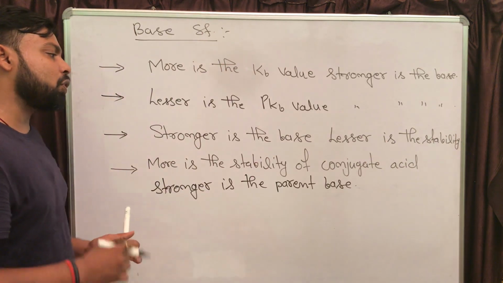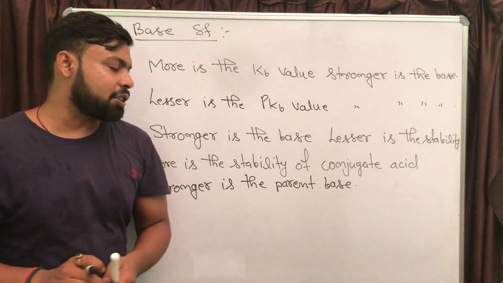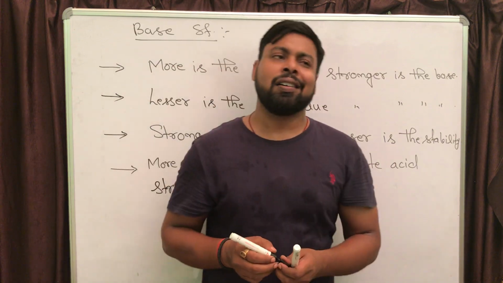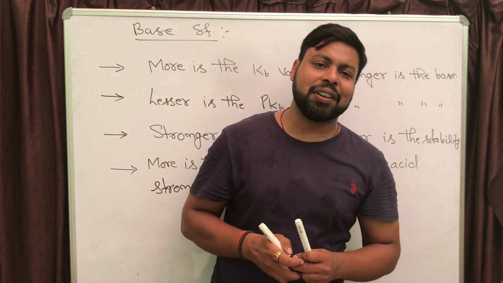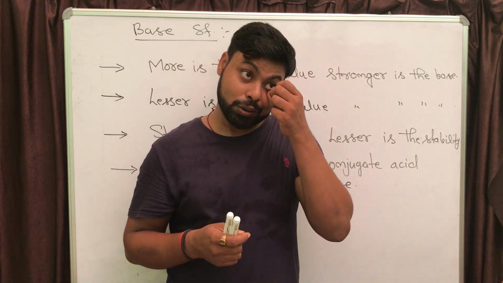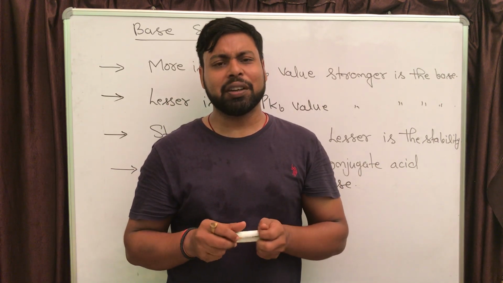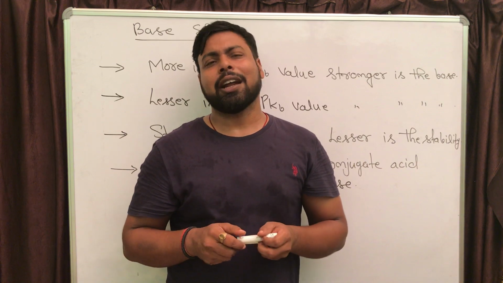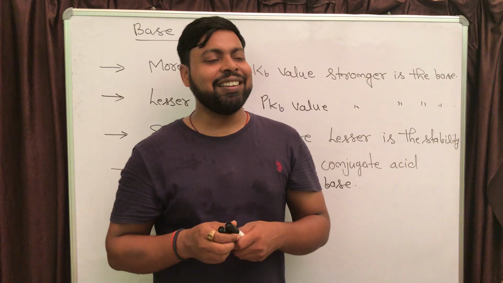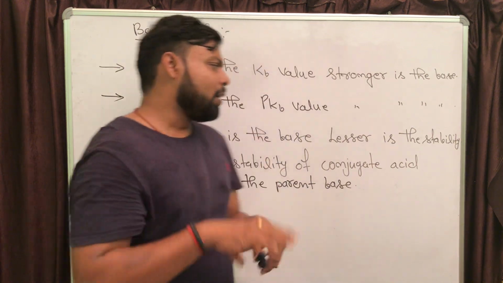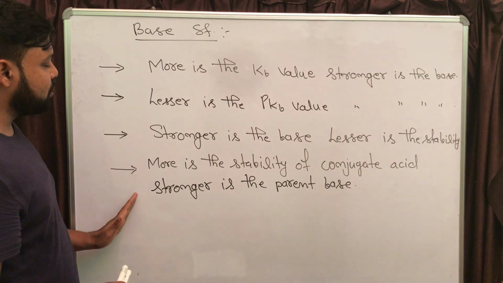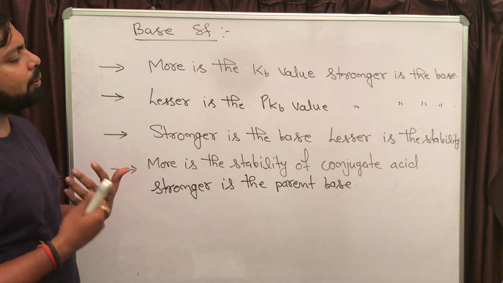These are the important points to compare the base strength. I'll add one more statement to decide the base strength. After having the discussion of resonance and hyperconjugation, I'll add one more statement, right? And that will be based on lone pair availability. So I'll discuss that point. But up to inductive effect, you have to be clear about these four statements, how to compare the base strength.